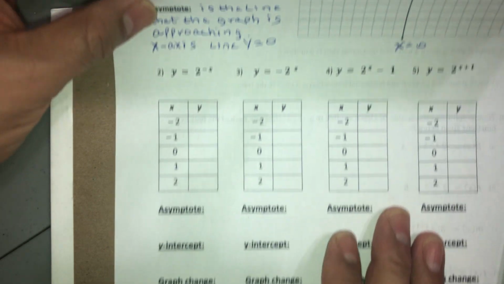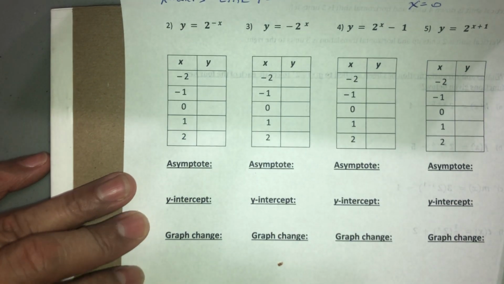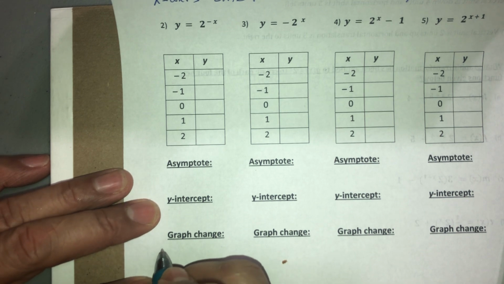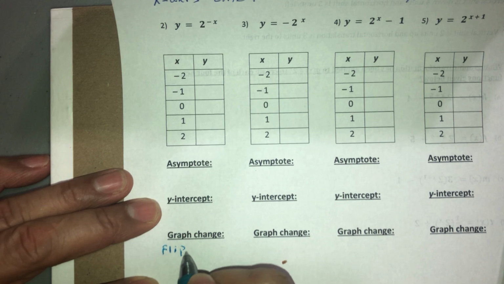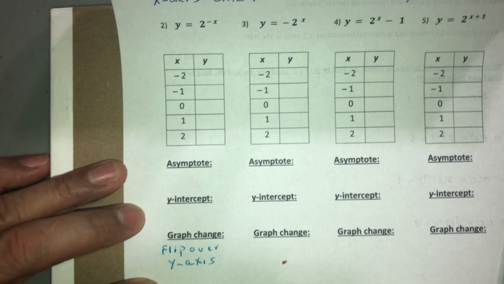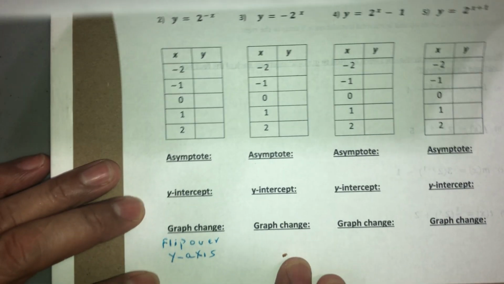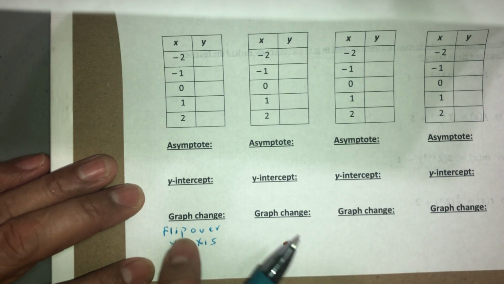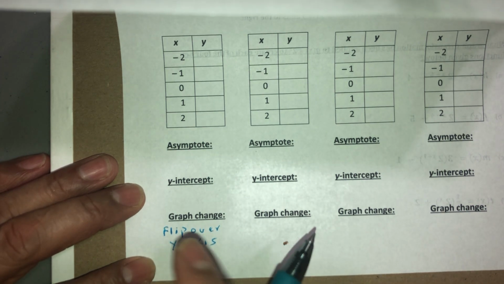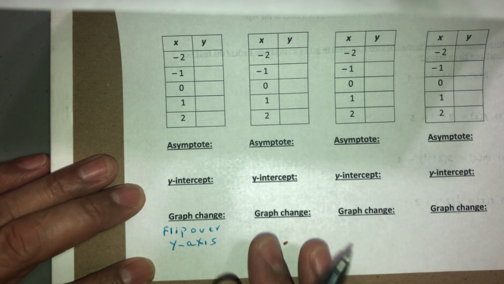Look, from the calculator, graph changes, okay? So you're going to write here, flip over y-axis. That's what happened there, okay? It flips over. The graph change is flip over y-axis, or you can say reflect over the y-axis, it's the same thing.